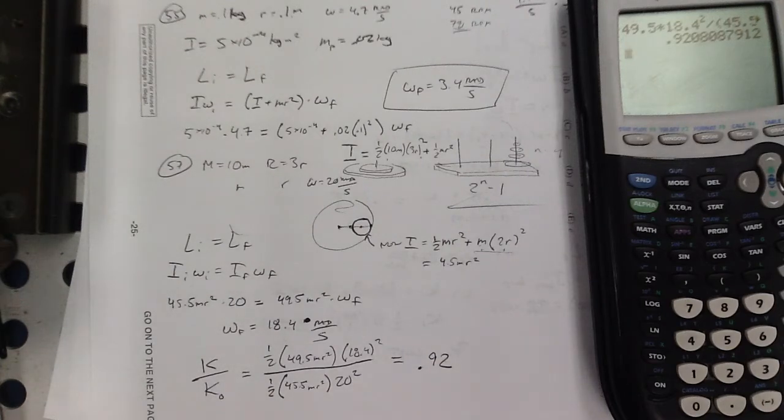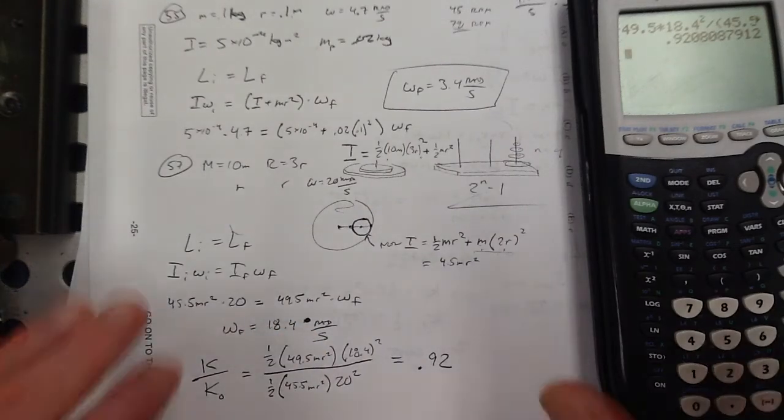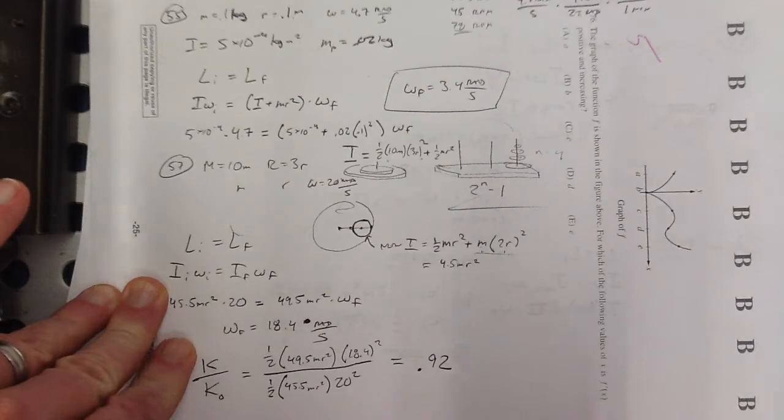Check our answers. 40, 57. Yep. They rounded that to 18 because of sig figs. All right. And one more. Number 59.